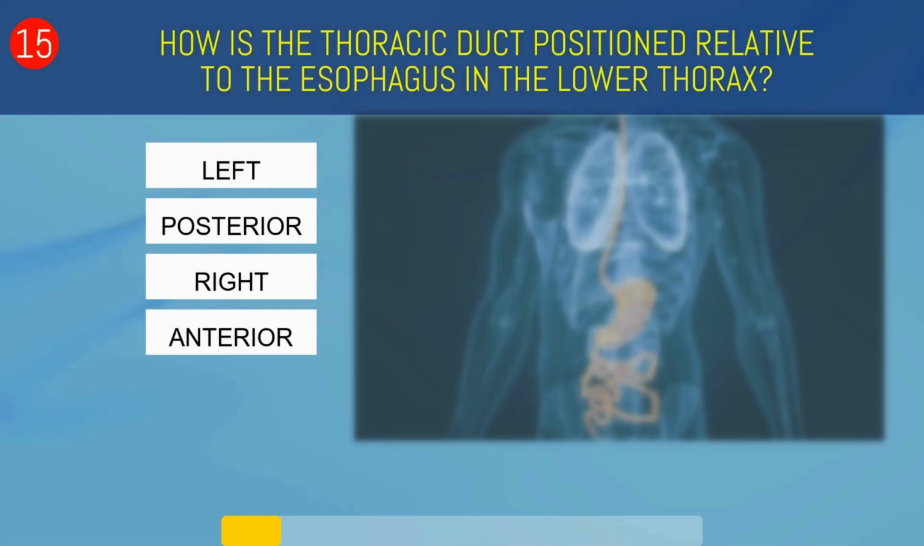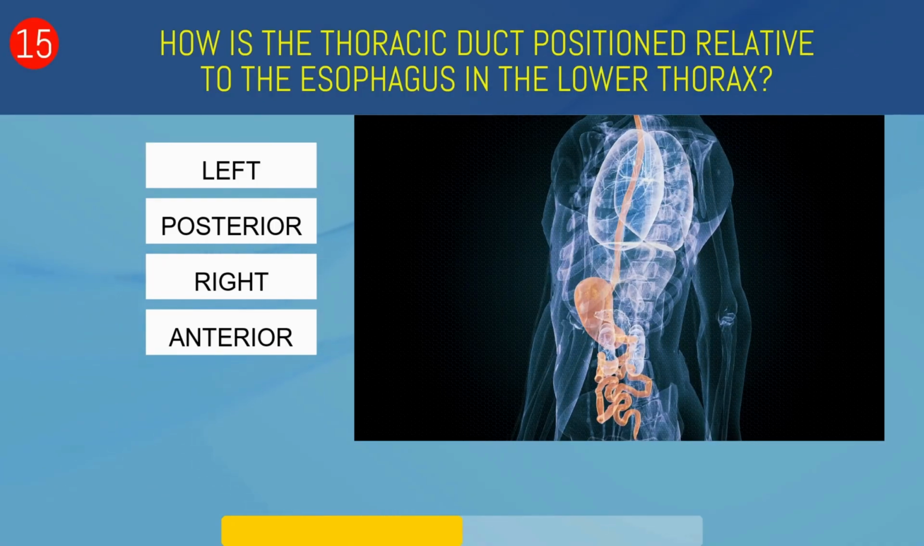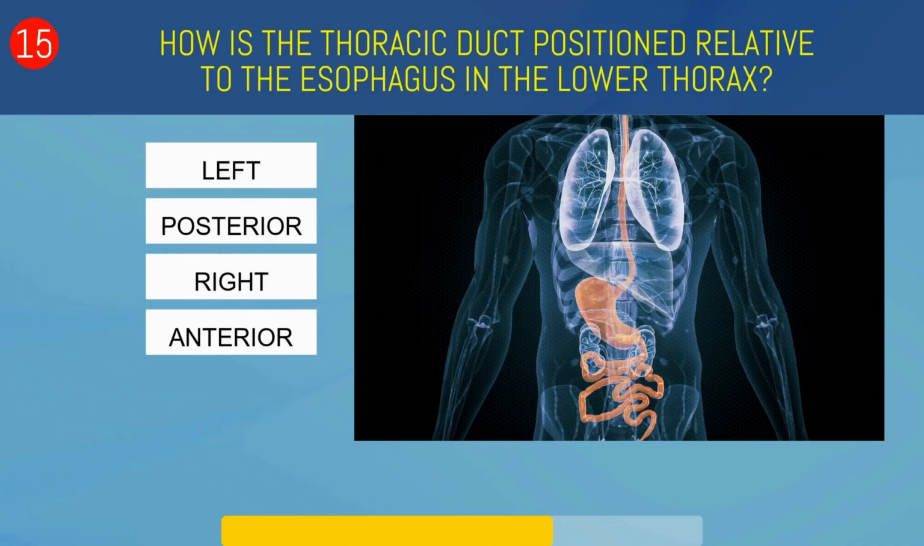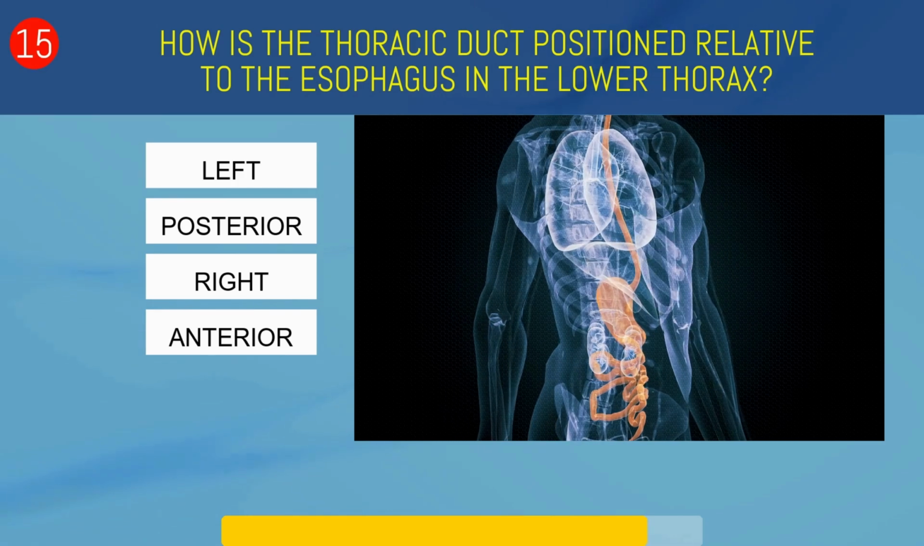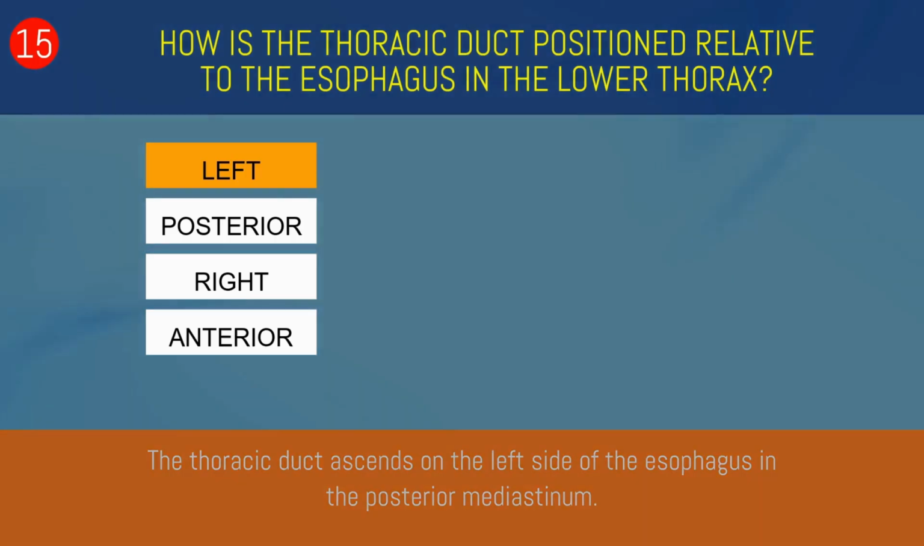How is the thoracic duct positioned relative to the esophagus in the lower thorax? Left, posterior, right, or anterior? Left. The thoracic duct ascends on the left side of the esophagus in the posterior mediastinum.